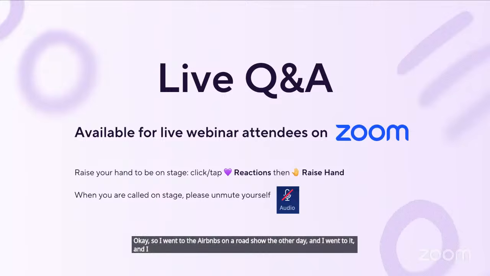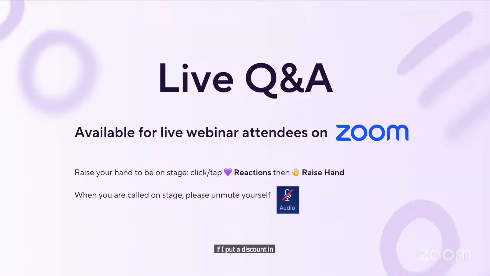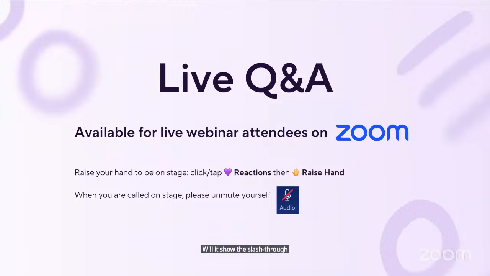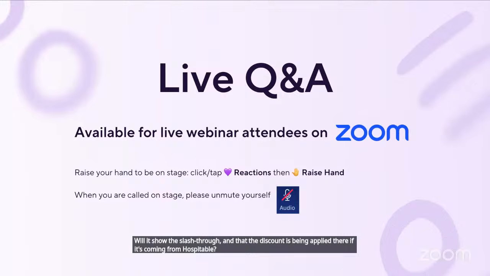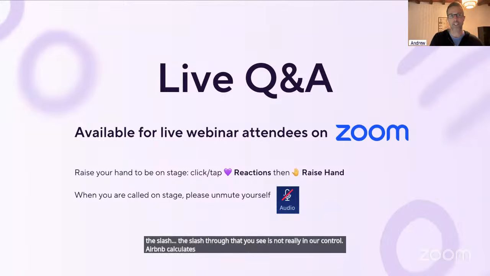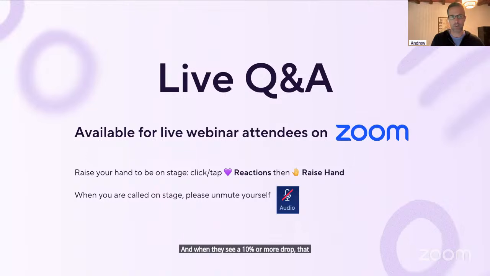Okay. So I went to the Airbnbs on a roadshow the other day, and I'm wondering if I put a discount in on Hospitable, because that overrides everything, and that's going to apply back into my Airbnb, will it show the slash through and that the discount is being applied there if it's coming from Hospitable? The slash through that you see is not really in our control. Airbnb calculates that. It's based on your 60-day median price that you're sending them. And when they see a 10% or more drop, that's when you get the slash through.